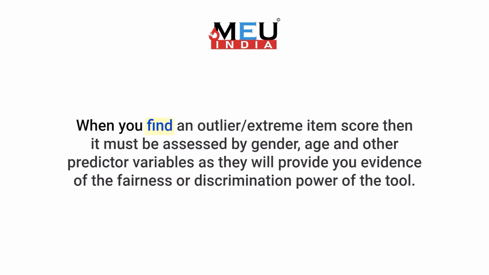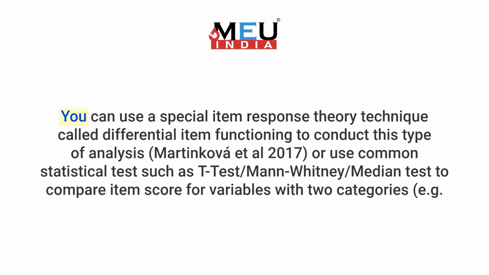When you find an outlier, extreme item score, then it must be assessed by gender, age, and other predictor variables, as they will provide you evidence of the fairness or discrimination power of the tool. You can use a special item response theory technique called differential item functioning to conduct this type of analysis, or use common statistical tests such as t-tests.